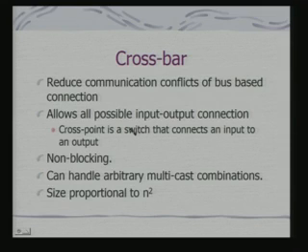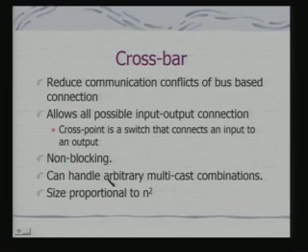And crossbar allows all possible input output connections, and typically that network is built around a cross point, which is a switch that connects an input to an output. And it is non-blocking. That means, what happens in a non-blocking case? The data becomes available, so the processor is not waiting for getting a chance to transmit or getting a chance to receive, and can handle arbitrary multicast combinations.